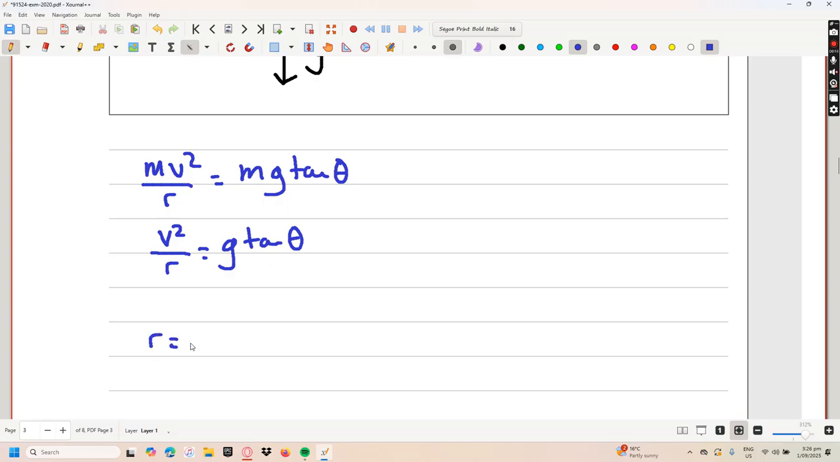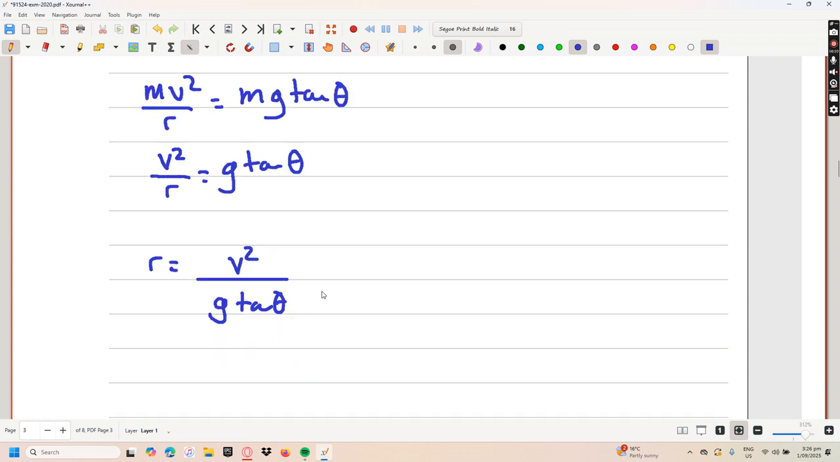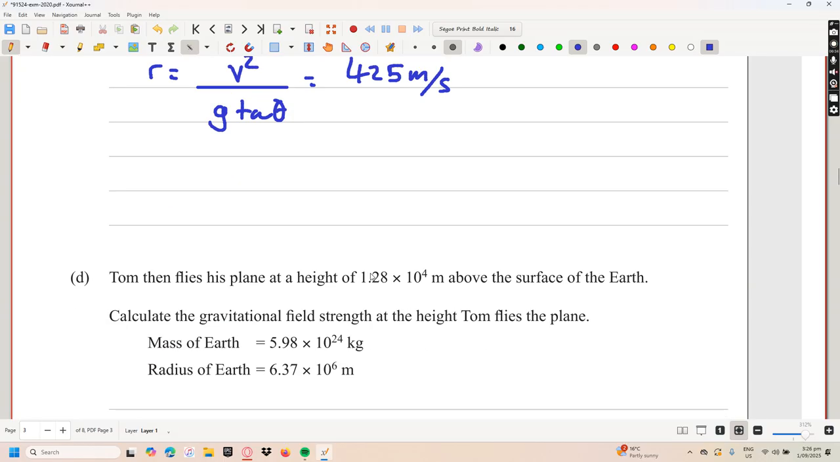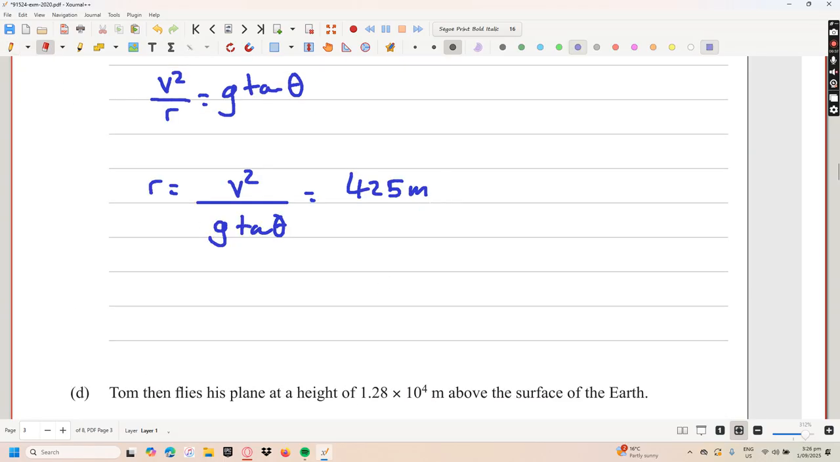And then some algebra rearrangement yields that v squared on g tan theta is the radius, and plugging in our numbers, 54 squared divided by 9.81 times the tangent of 35, make sure you're in degrees, should yield you about 425 meters, which sounds about right for a plane. Not meters per second, meters. Sounds about right. It's quite a big circle.